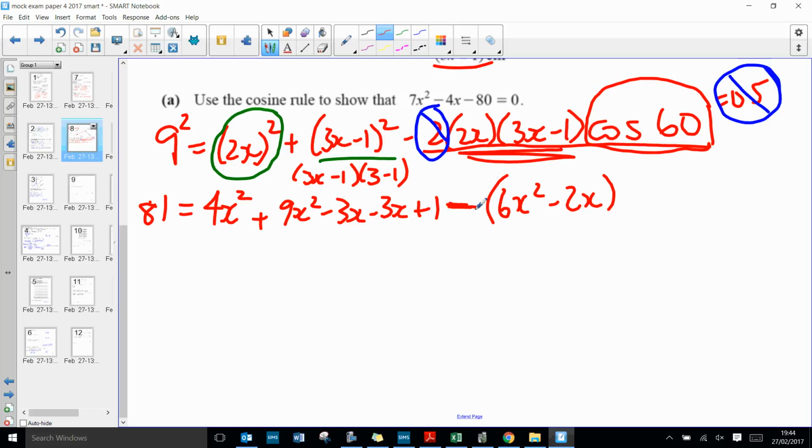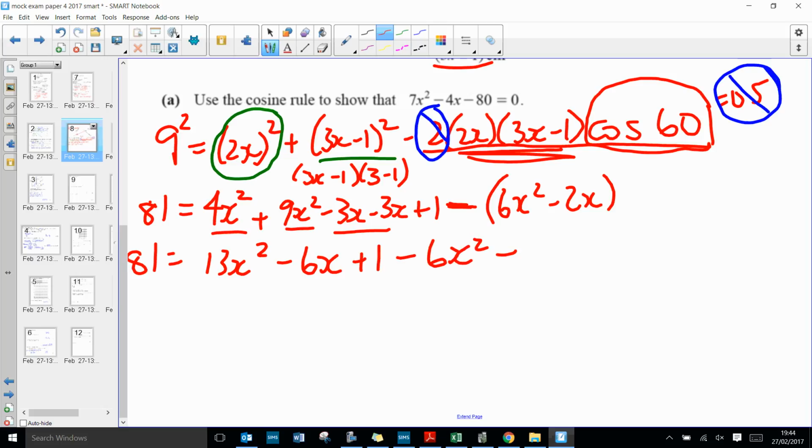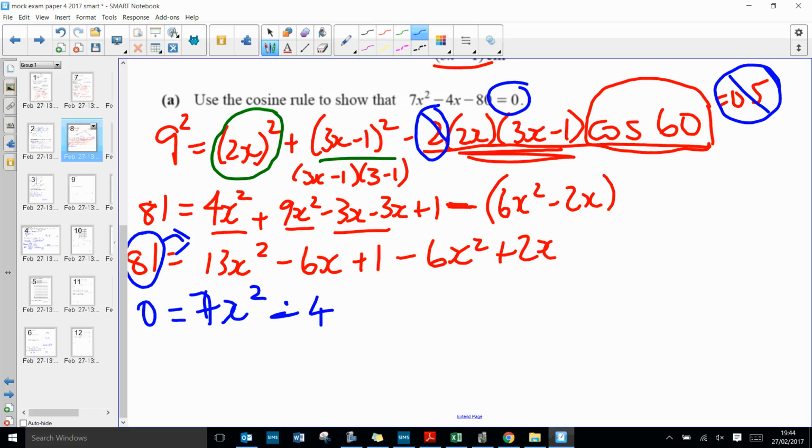So we've got 81 equals 4x squared plus 9x squared is 13x squared, minus 3 is minus 6. And then this applies to both of these two, so it's minus 6x squared plus 2x. Now obviously this expression here is equal to 0, so I need to move everything to the same side. So I'm going to move this to here, so 0 equals, now 13 take away 6 is 7, minus 6x plus 2x is minus 4x, and 1 subtract 81 is minus 80. And there we've shown what we were asked to.